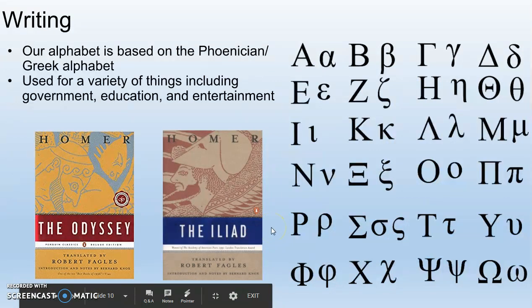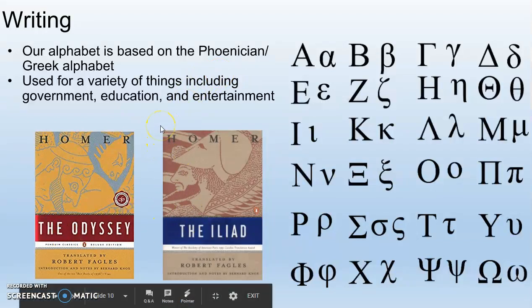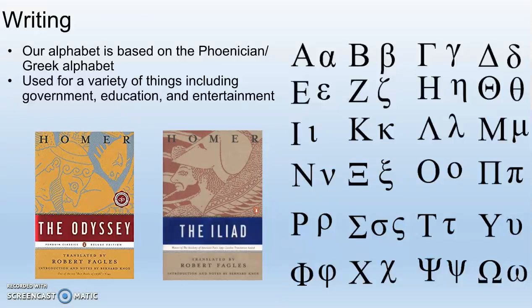So the English alphabet, in terms of writing, is actually based on the Phoenician alphabet, and the Greeks stole it from the Phoenicians. If you look over here on the right, we can see the English letters on the left, and then we can see the Greek letters on the right. Notice that they are very, very similar, for the most part. Some of them are different. It's used for a variety of things: government, education, entertainment. We've got the Iliad and the Odyssey here, which are books you've probably heard of and you probably either have already read or will read in school.